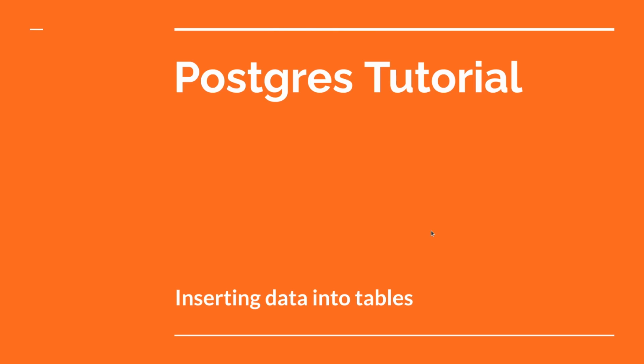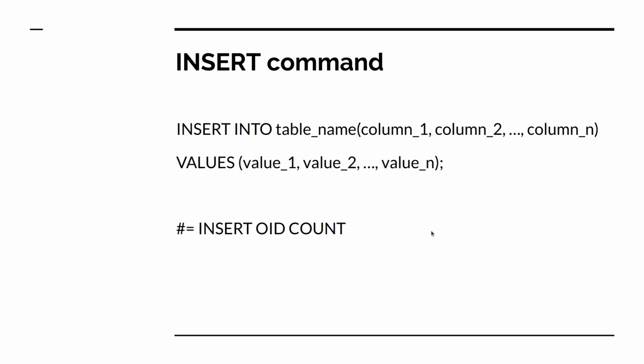Hey guys, welcome back. In this lecture, we will learn how we can insert records or rows into a table in Postgres. To insert rows into a table, we need to use the INSERT command. You can see the syntax of the INSERT command on my screen: INSERT INTO your table name. The table name is the table into which you want to insert the row.